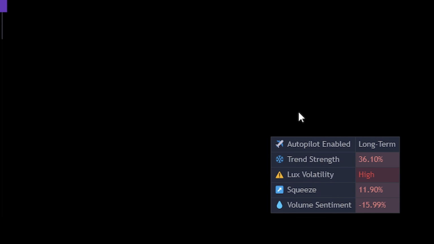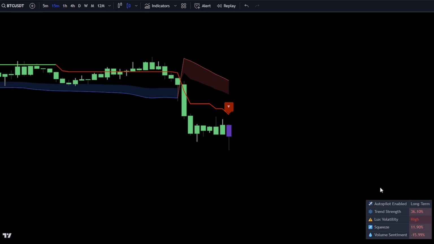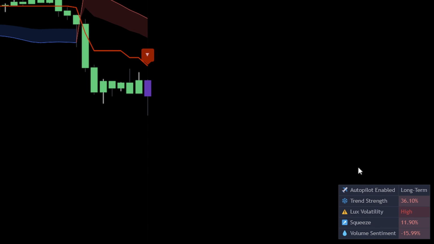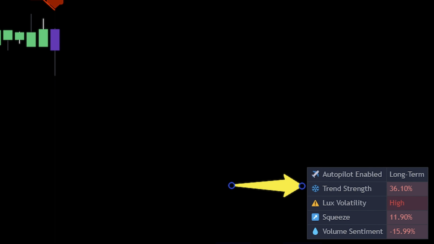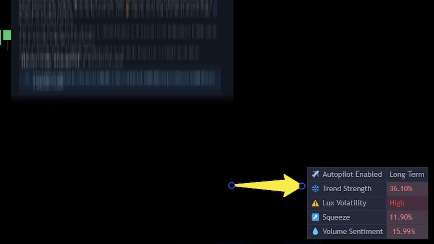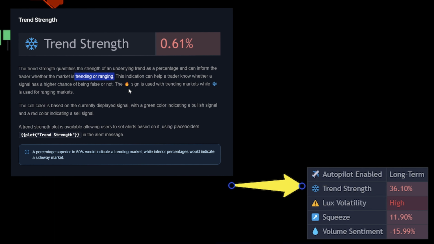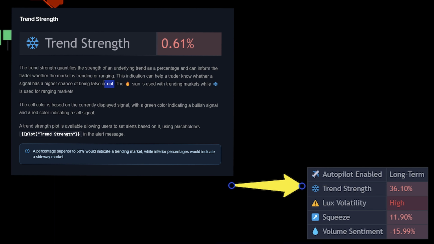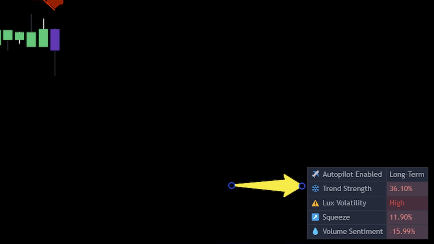This dashboard provides additional insights with 4 key indicators: trend strength, volatility, squeeze, and volume sentiment. Trend strength shows the strength of the current trend as a percentage, helping us know if the market is trending or ranging. A fire emoji signals a trending market, while an ice emoji indicates a ranging one. This can help us judge whether a signal is likely to be strong or potentially false.